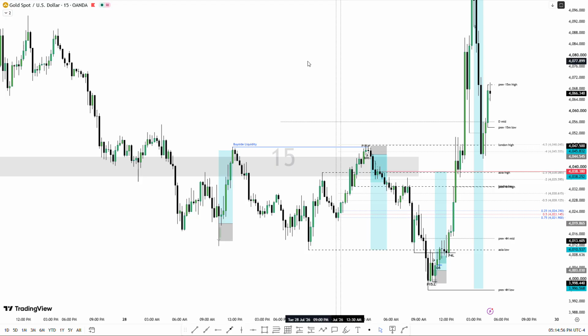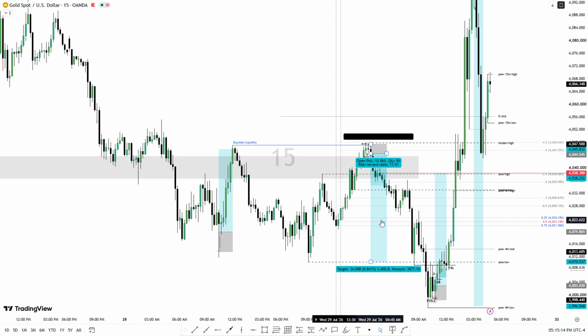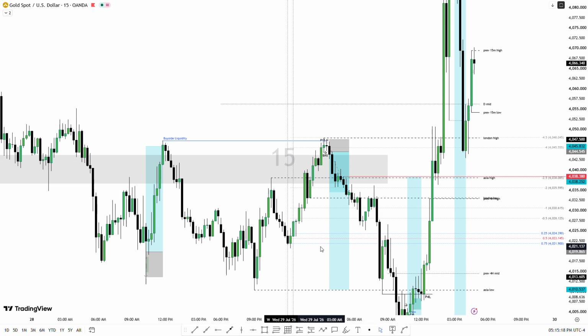I just want to share something on gold, on how I caught gold on London session. This short right here. This one I didn't catch, but it's the same thing. Even this one I didn't catch. I just caught this short. I want to share how I caught that short. I don't want to make this a long video, so I'm just going to go straight to it.